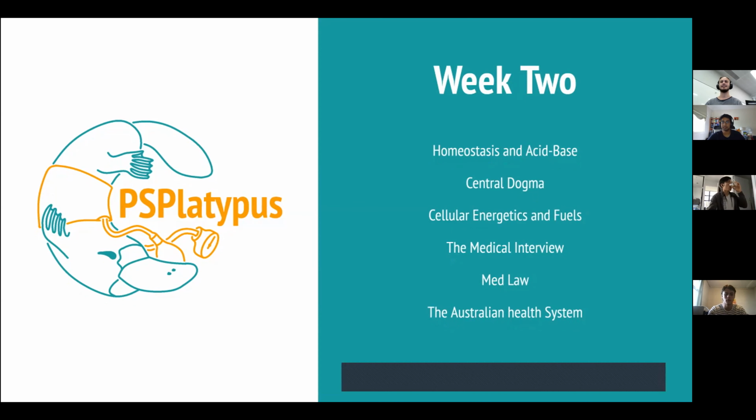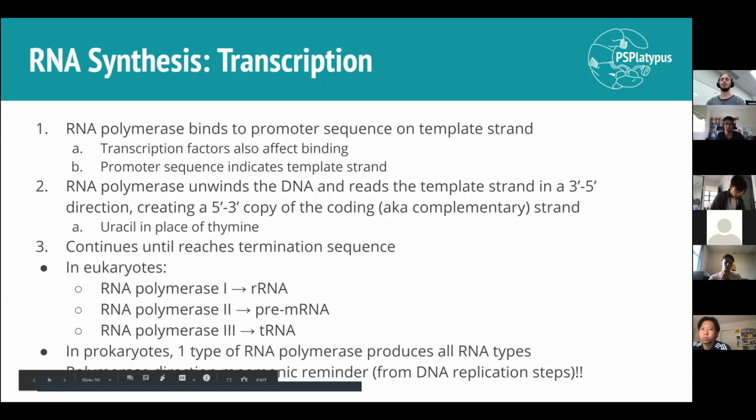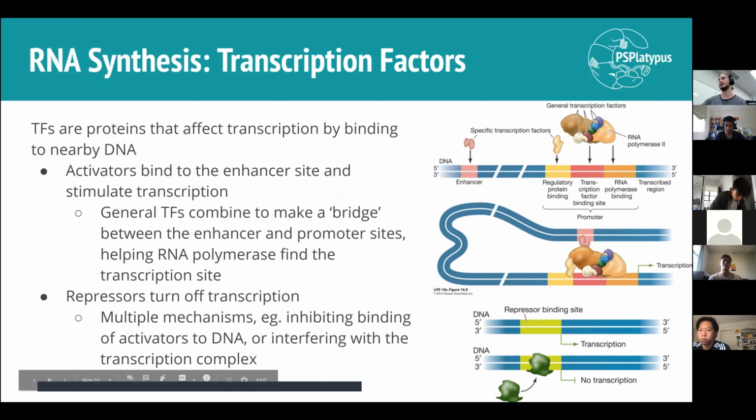And we've got 3 different types of polymerase in eukaryotes, generally, and they produce the different types of RNA. But that isn't very high yield. And in prokaryotes, you've got one type of polymerase that produces all RNA types. Oh, yes, returning to the mnemonic reminder. So yeah, reads 3' to 5', writes 5' to 3'.